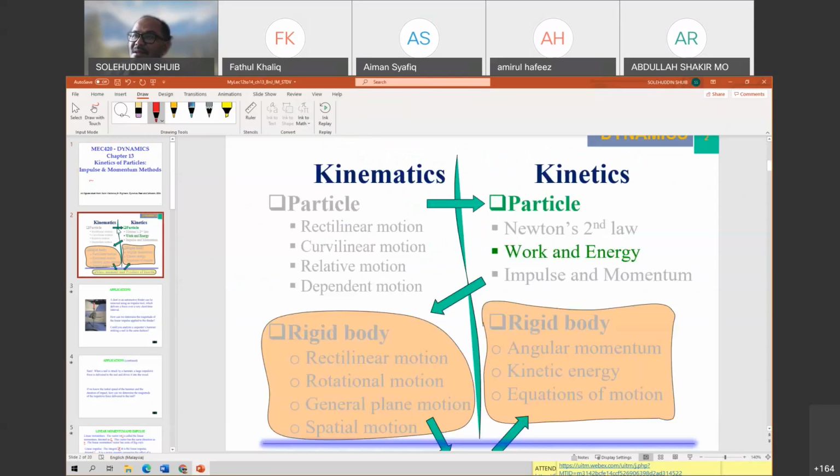Just would like to highlight here what we have covered so far. We have done kinematics of particle: rectilinear, curvilinear, relative motion, dependent motion. And then we have covered also kinetics of particles. We have done Newton's second law, work and energy. And then today, the topic that we are covering is impulse and momentum.